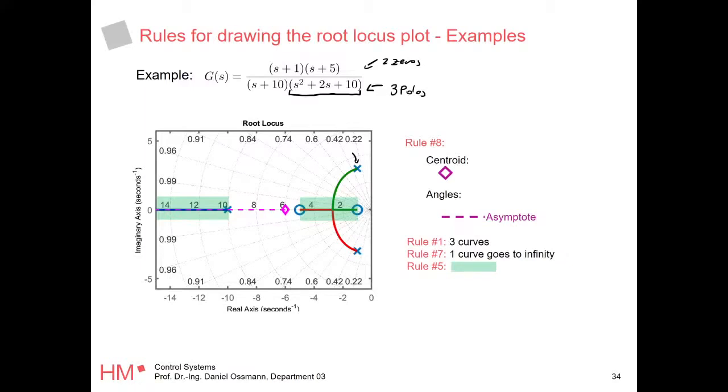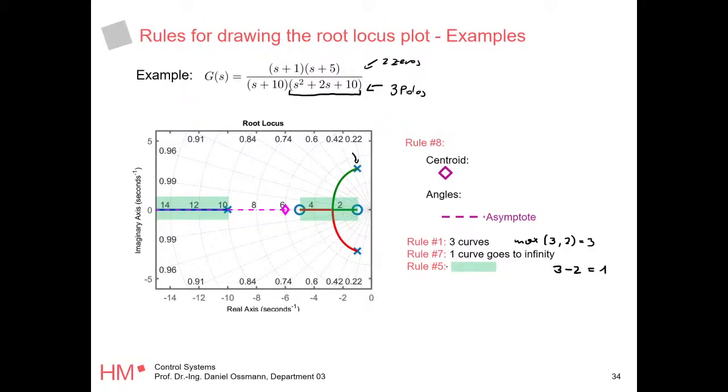So let's go with rule number 1 first. The maximum of the number of poles and the number of zeros is 3, right? This is why we need 3 curves. One curve goes to infinity. Why? Because we've got 3 poles, we've got 2 zeros, the delta is 1. So we know this time only one curve goes to infinity.